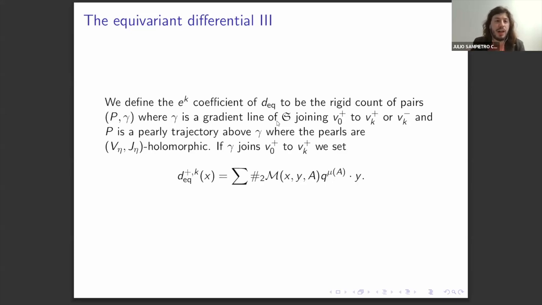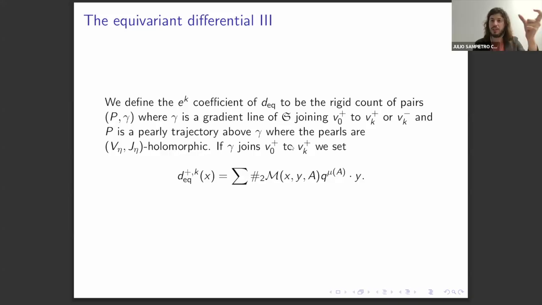So we're going to define the equivariant differential as a deformation of the usual quantum differential. And it's going to be defined, the kth term is going to be the count of p, gamma, where gamma is a gradient line of S, joining V0 plus to either Vk plus or Vk minus. And p is a Pearly trajectory above gamma, where the pearls are V eta, J eta holomorphic. I'm going to make a picture, and this is going to be a bit clearer. And in particular, if gamma joins V0 plus to Vk plus, then we just set it to be the weight of the counts by the Maslov index.